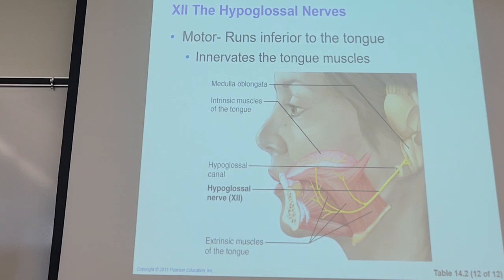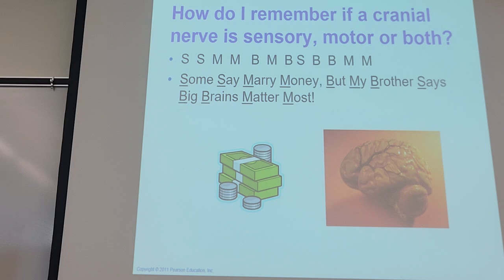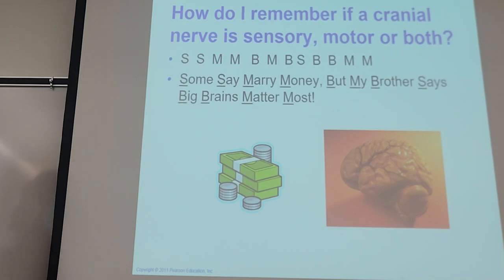Now, how are you going to remember whether a cranial nerve is sensory, motor, or both? Mixed means both, sensory and motor is the same thing. There's a mnemonic, right? So S for sensory, M for motor, B for both.